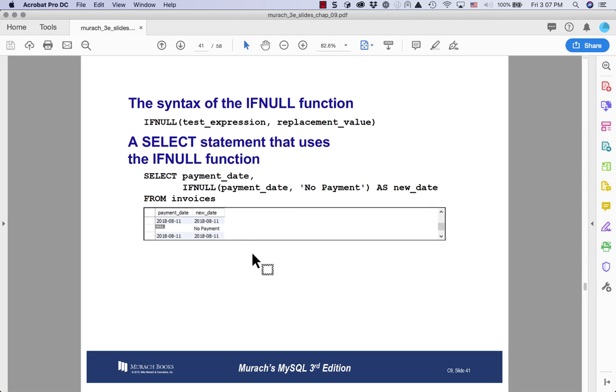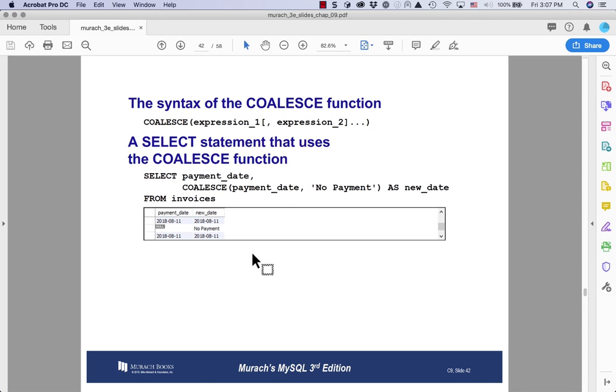All right, and you might think, well, that's pretty sophisticated. There's another version that's even more sophisticated. It's called coalesce, and it can have more values. So how does that work? Well, you can see that we've got expression one, optional expression two, and then dot dot dot. So we can have a bunch of them. What happens is that we take the first value that's not null. So let's look at this. We want to coalesce the payment date, and then the next one is no payment.